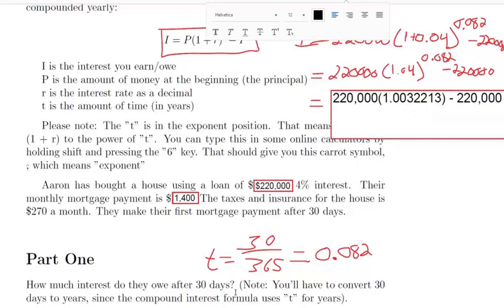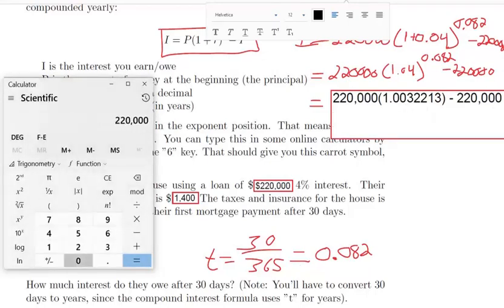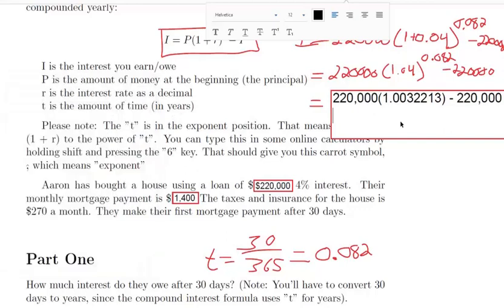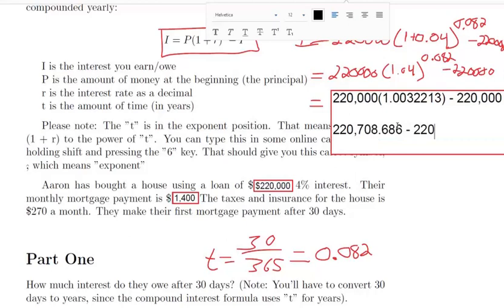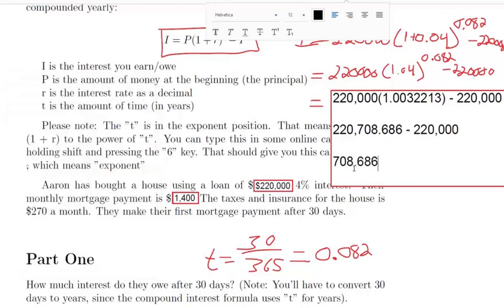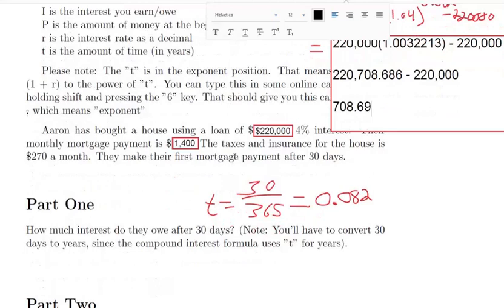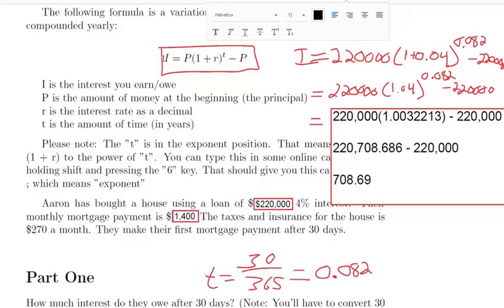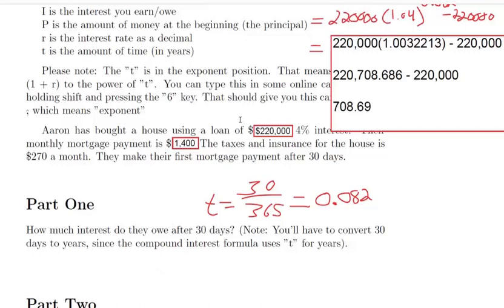And so multiplication comes next. So we've got to do 220,000 times that decimal result we just got from using the exponent. And now subtraction, and we're done for part A. $708.69 when we round to the nearest cent for my problem. How much interest did they owe? I just used the formula for I for interest, and I got $708.69. That's what I'd write for part 1. And please show your work. That way, if you get it wrong, I can still give you, I give a lot of partial credit if I see students are on the right way.